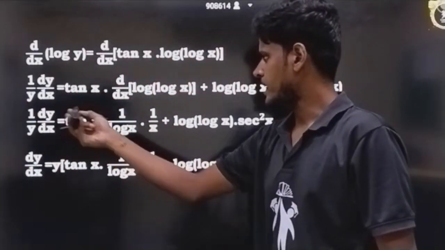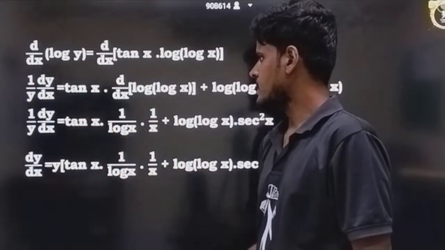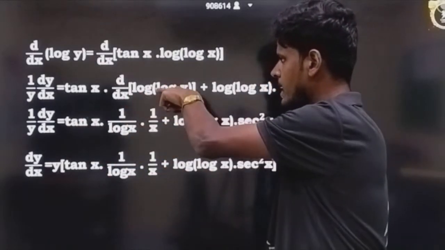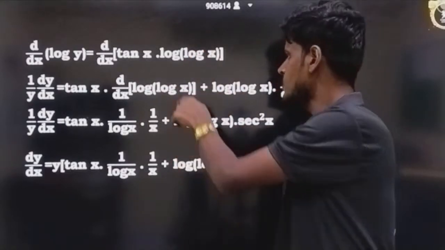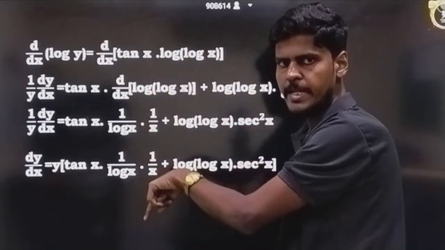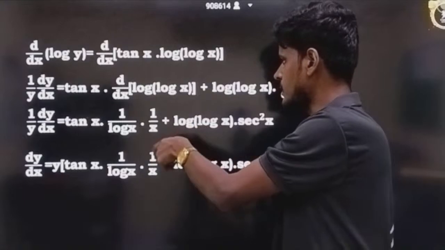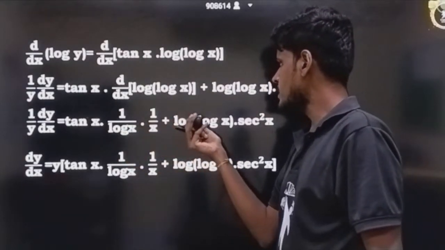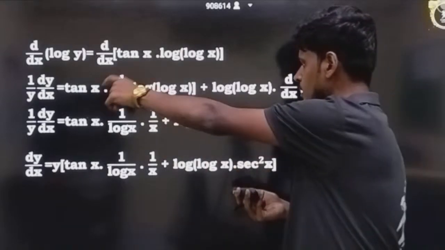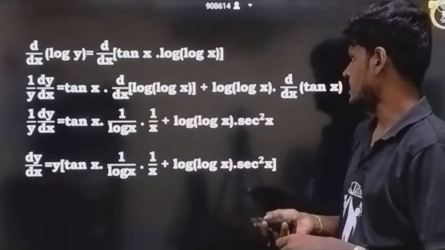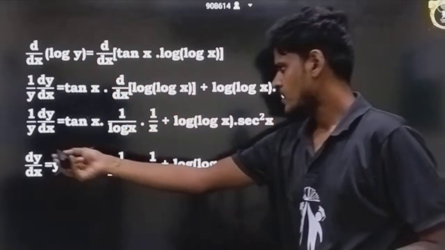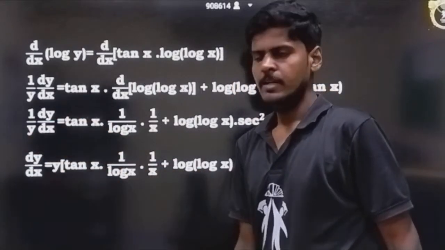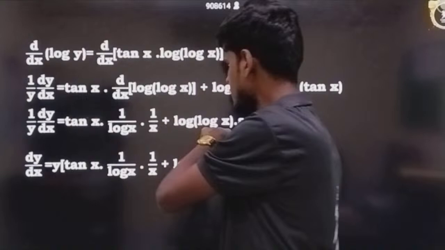Now 1 by y into y dash equal to tan x into, what is the differentiation of log x? Log x differentiation is 1 by x. So it will be tan x into 1 by x, plus log x into differentiation of tan x, that is secant square x.